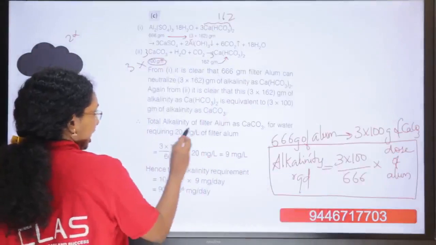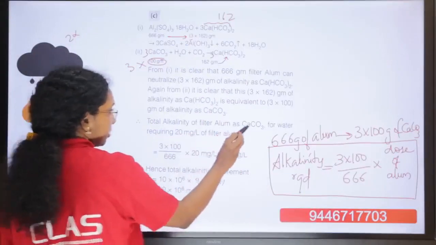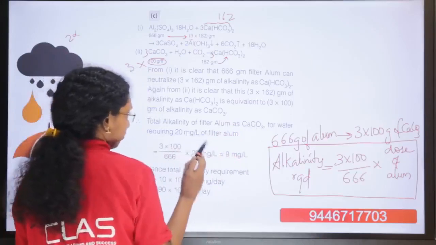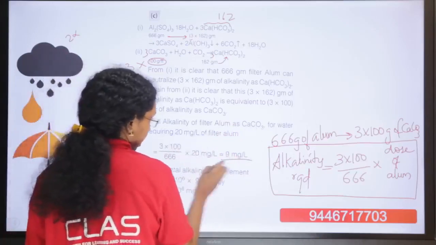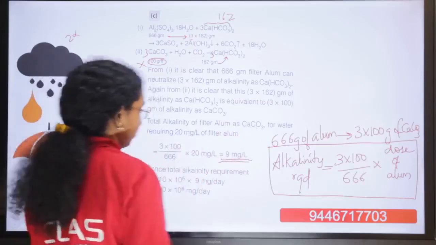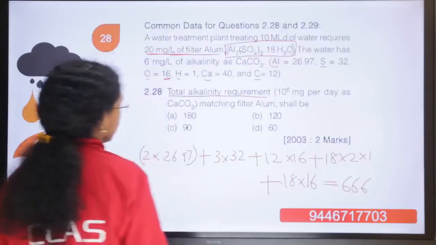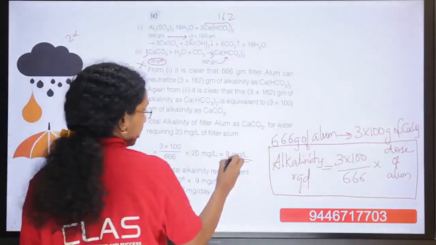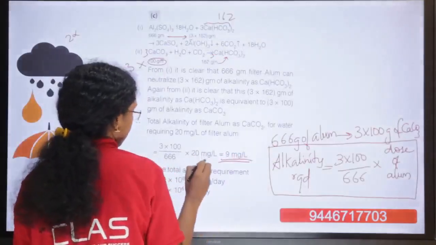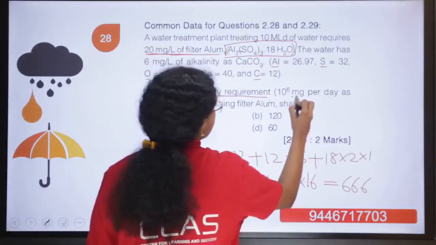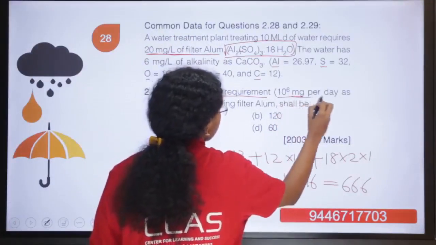That is the total alkalinity of filter alum in terms of CaCO3 for water requiring 20 milligram per liter of filter alum. That we get as 9. That is the alkalinity required. Now in the question they are asking us to find, this unit is 9 milligram per liter. Now they are asking us to find the units in 10 raised to 6 milligrams per day.